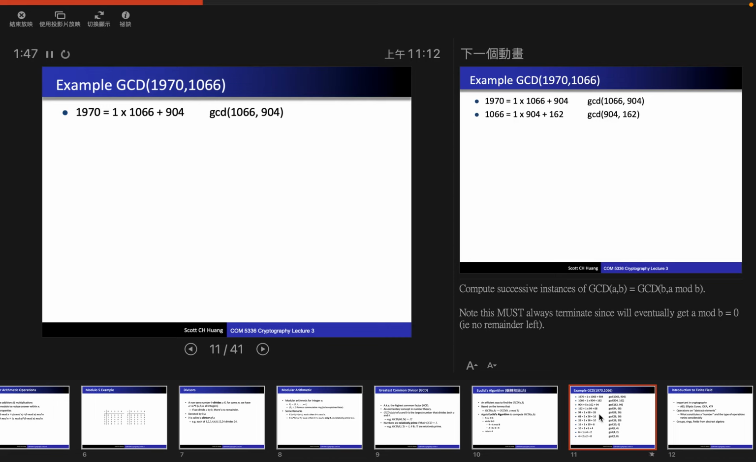Okay. And now Euclid's algorithm tells us that we have a new division. So we divide 1066 by 904. So the remainder becomes the divisor in the second iteration. This is 1 times 904. This is the 162. Okay, and then we do it again.